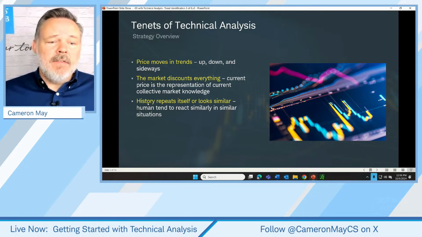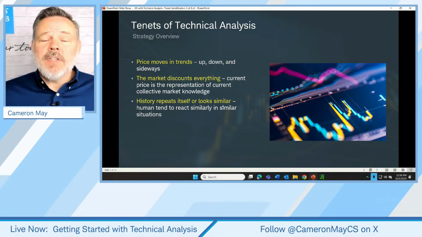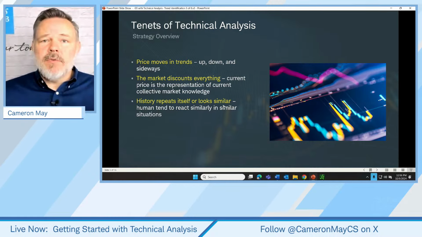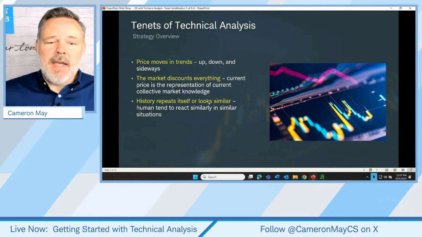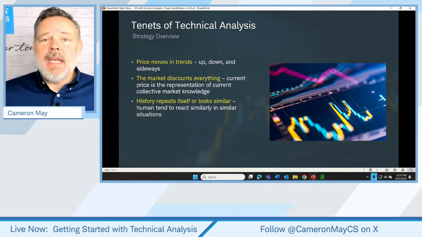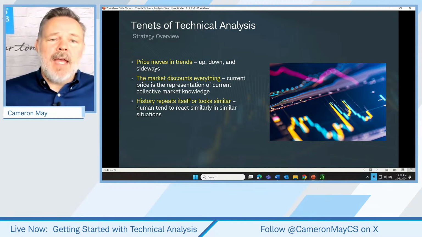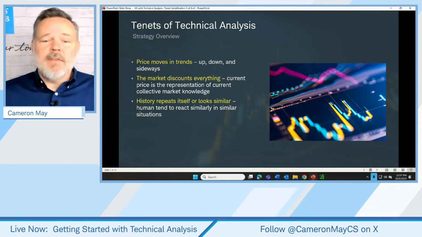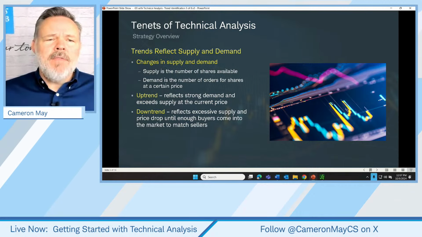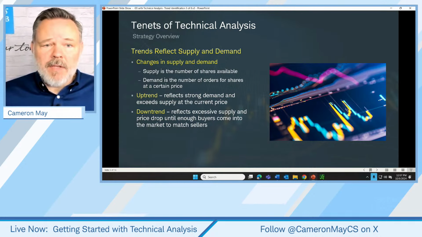And finally, there's an assumption that history repeats itself or looks similar, provided similar conditions to historical time frames. Humans tend to react similarly in similar situations, and that can be built into chart assumptions and trade planning. So that's just a quick recap of those tenets of technical analysis. If you want to see them in greater detail, you can go back to lesson 1. But let's move on to the tenets of technical analysis that pertain to trends specifically.